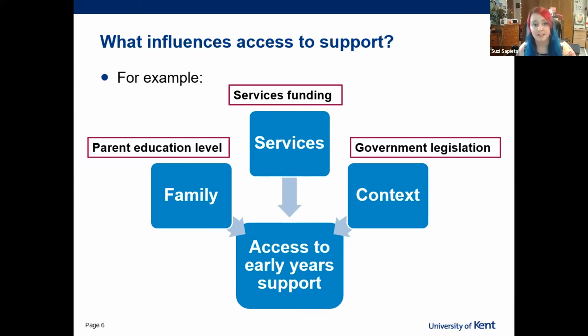At service level, funding can be funding for services. For example, limited funding and resources for services reduces access to early years support for families. And an example of a contextual factor is government legislation. And this is quite closely related to funding. For example, government funding cuts and budget cuts for services has been shown to reduce access to early years support for families. Whereas on the other side, government legislation that stipulates funding for early support has been shown to improve access to early years support.